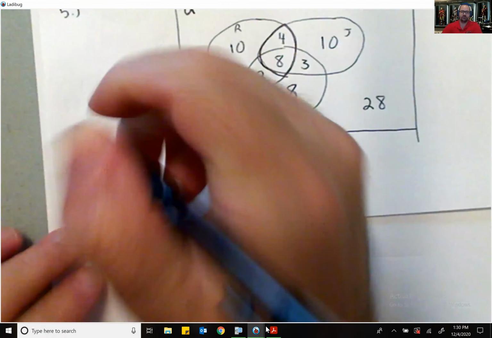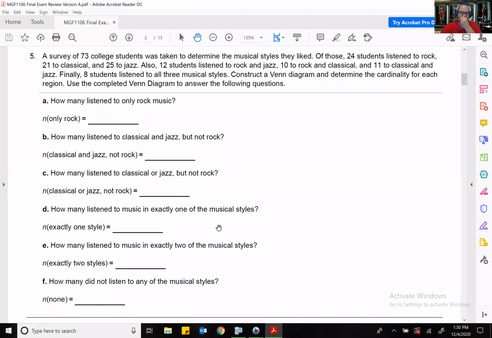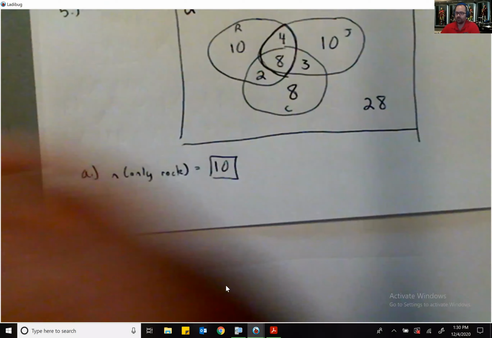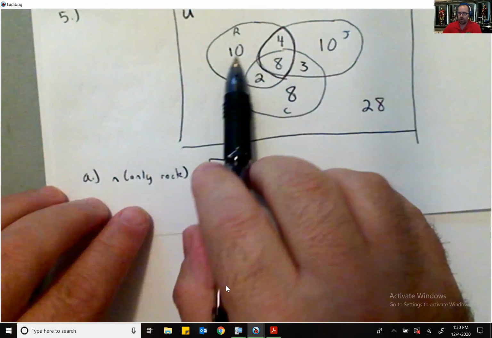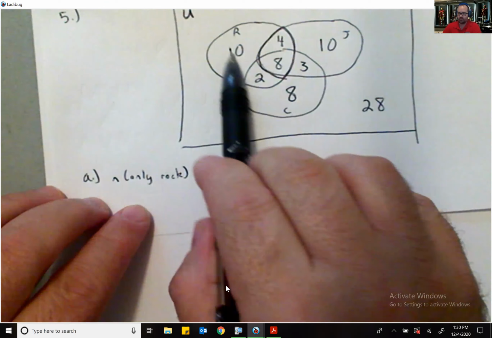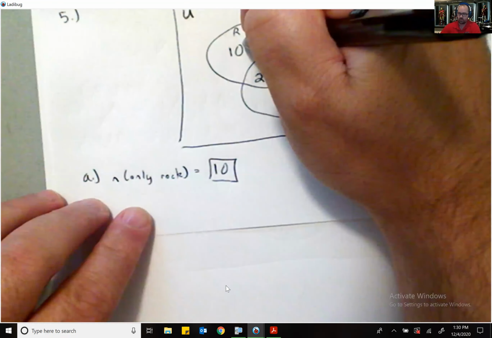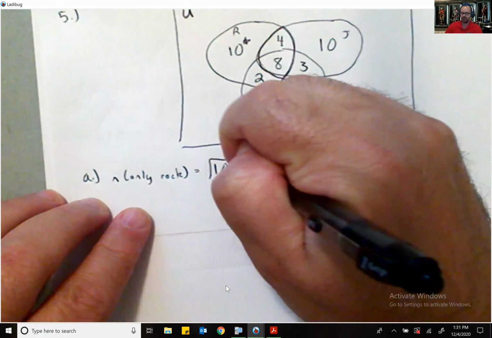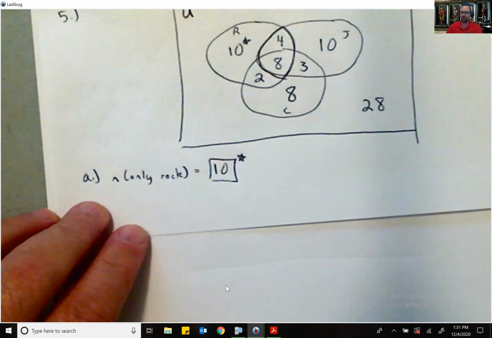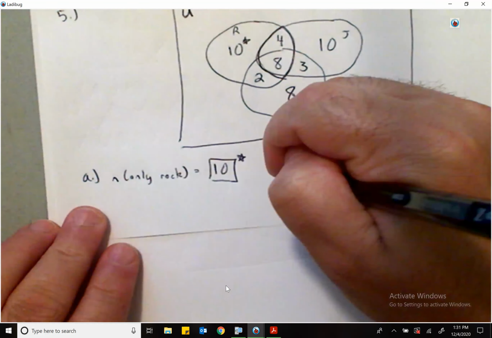Okay. So part A, they want to know how many listen to rock only? 10. Yeah, absolutely right. Because when we come back here, these are the students that do rock only. Because these students all do other music at the same time. So I kind of coordinate this with symbols. So that's where this 10 came from with the star up there.